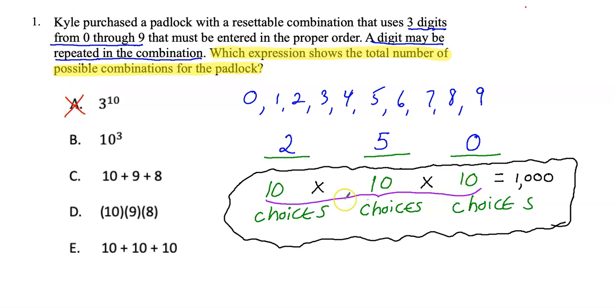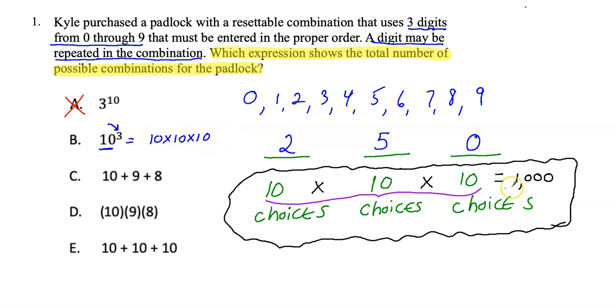Let's see, does this expression match up with B? Well, this says 10 to the power of 3. That means to take the base of 10 and write it 3 times. I'm going to take this 10 and write it 3 times, 1, 2, 3, and multiply.